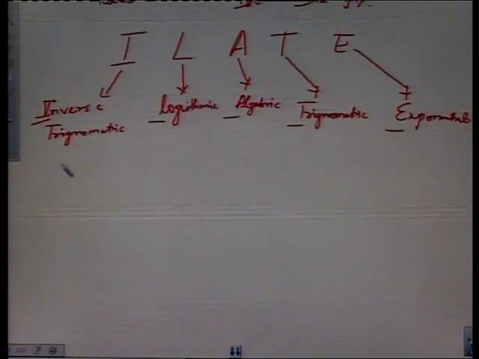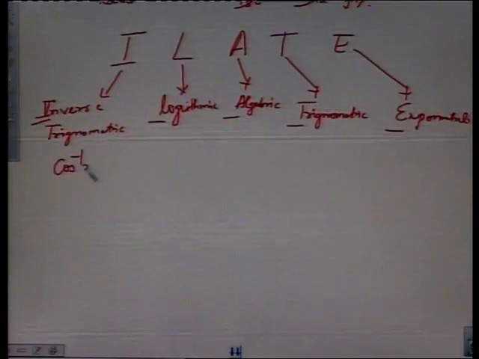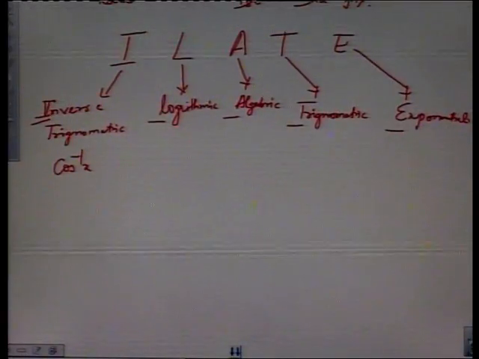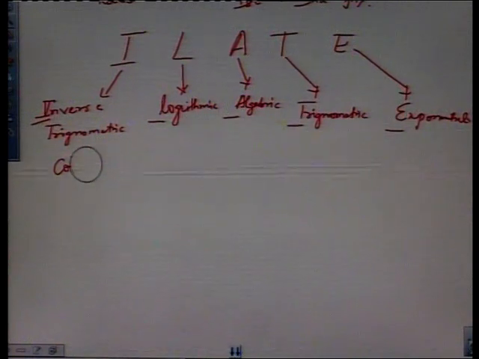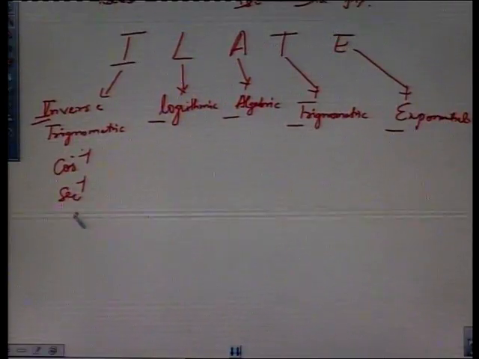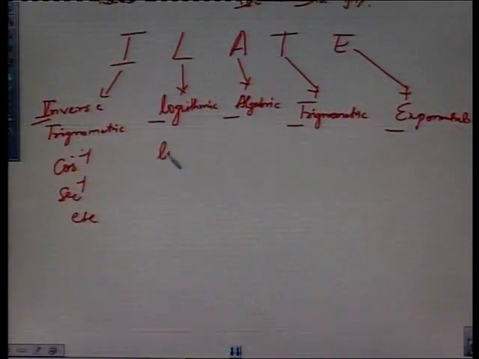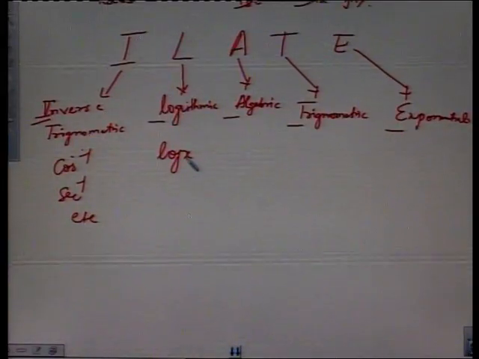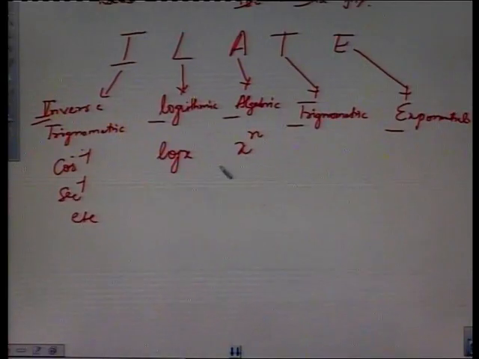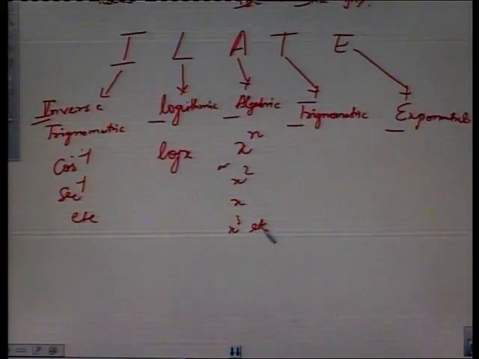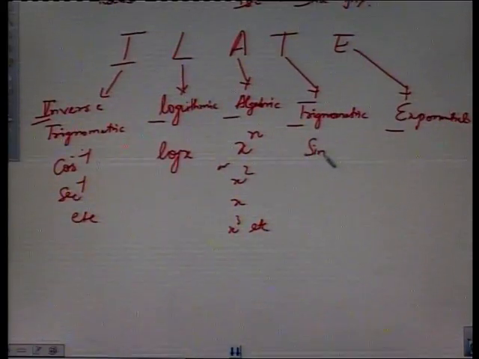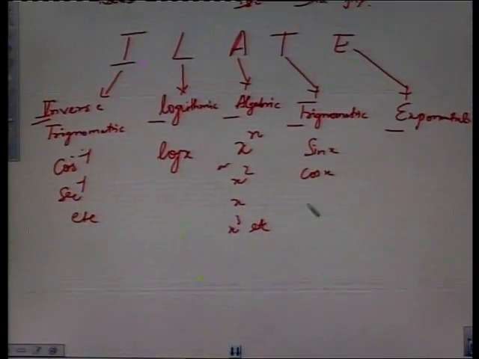Inverse trigonometric function means when there is a function of the type cos inverse, sin inverse, etc. Logarithmic means when there is a function of type log x. Algebraic means when you have a function of type x raised to power n, or x raised to power 2 or x raised to power 3, etc. Trigonometric function means we are talking about sin x, cos x, etc. Exponential means here we are talking about e raised to power x.